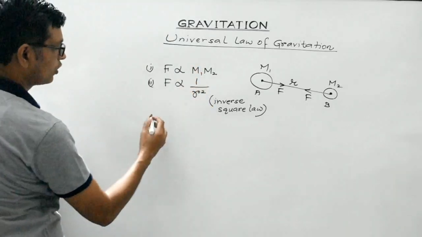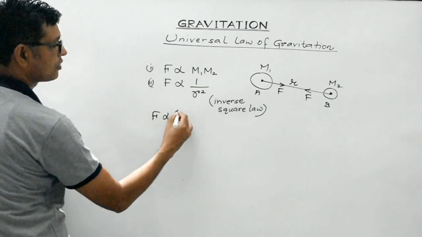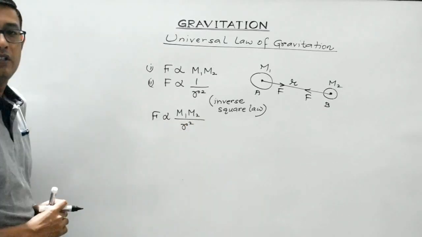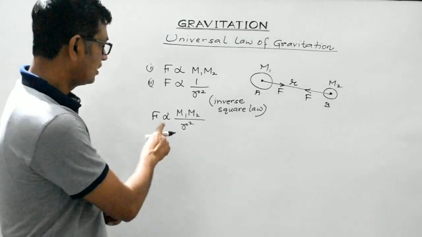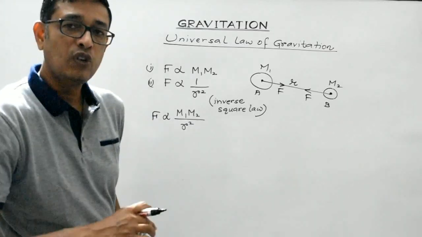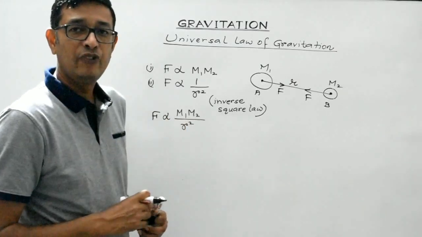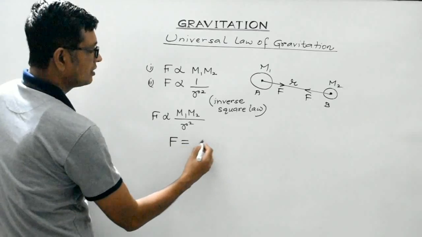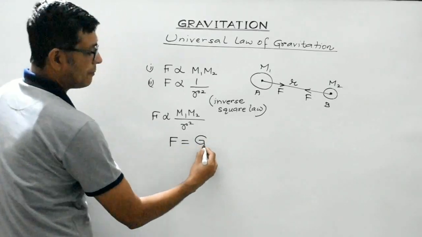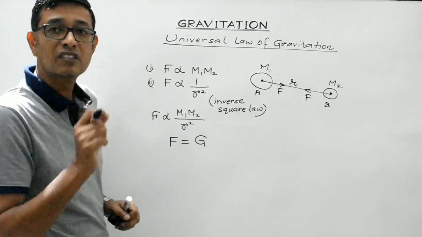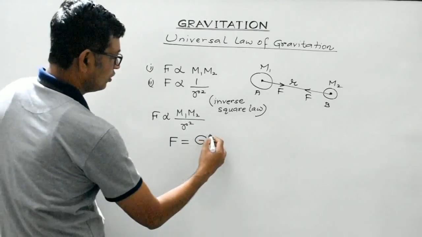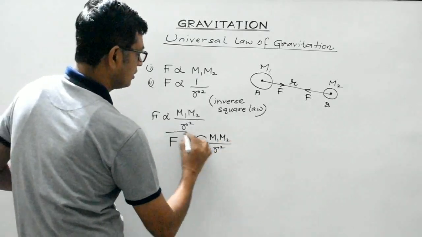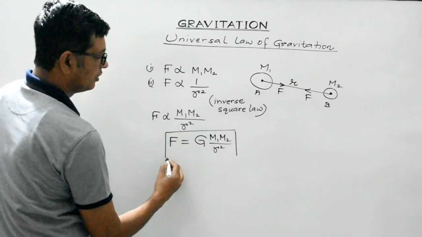So combining these two, what you get is F is proportional to m1 m2 divided by r square. Now students, as you are aware, this is the proportionality sign. In order to eliminate this proportionality sign, we need to introduce some constant, and this constant is written as capital G. It is known as the universal gravitational constant. So F equals G m1 m2 divided by r square. This is the mathematical form of the universal law of gravitation.